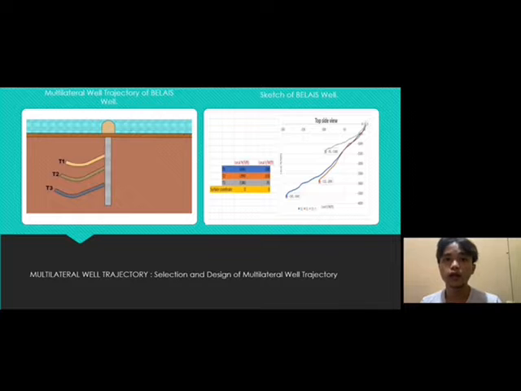According to Bosworth and Elsaid, the kickoff point of the Bilais well is assumed to be around 1,000 feet to 2,000 feet, and the build-up rate is assumed to be 2 degrees per feet. So we have done the calculation and we were able to generate the well trajectory as shown in the first picture. The other picture is a graph that shows the Bilais well is a stacked multi-branch well.